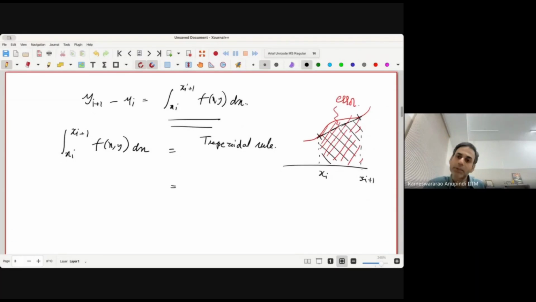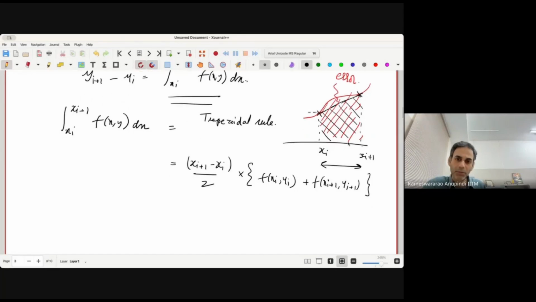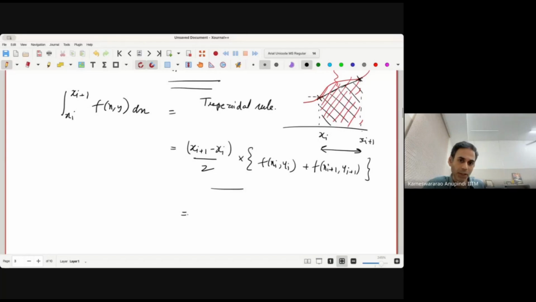So that means we want to write this as the area of the trapezium, right? So that is going to be xi plus 1 minus xi divided by 2, that is this distance divided by 2, times f of xi yi, that is this value, plus f of xi plus 1 yi plus 1, right? That means this value plus this value by 2 times this width, okay? That is basically your area under this trapezium. So that is the value of the integration. And then we already know that xi plus 1 minus xi is nothing but h.